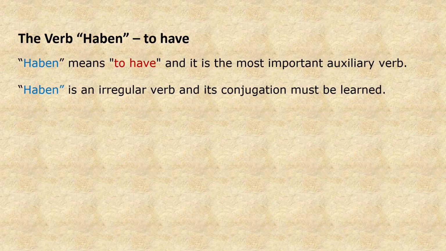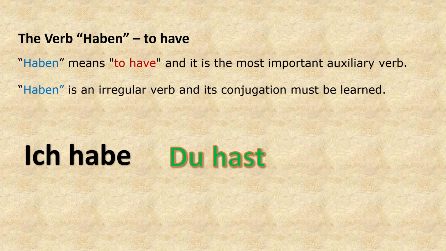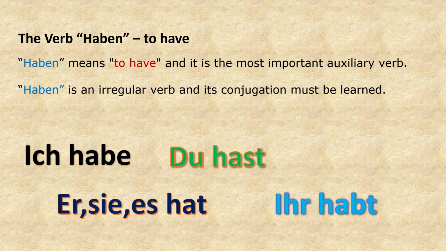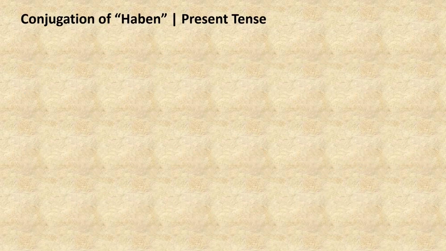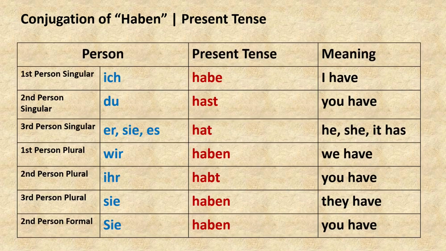Haben means to have, and it is the most important auxiliary verb in German. Haben is an irregular verb, and its conjugation must be learned. Let us learn the conjugation of haben. Please try to learn the conjugation of haben with personal pronouns.